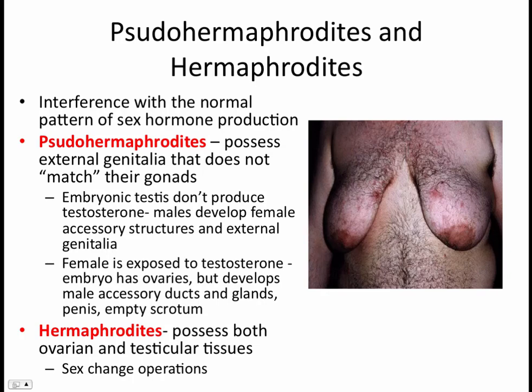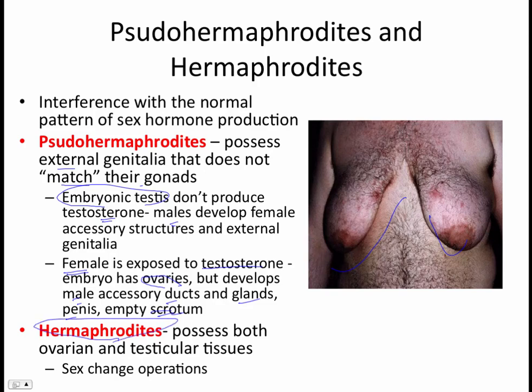So here we have pseudohermaphrodites and hermaphrodites. And this is when we have interference with a normal pattern of sex hormone production. Pseudohermaphrodites are individuals who possess external genitalia that do not match their own gonads. If you have embryonic testes that don't produce testosterone, the males will produce female accessory structures and external genitalia. If females are exposed to testosterone as they grow and develop, the embryo will have ovaries, but will also develop male accessory ducts, glands, the penis, and an empty scrotum.